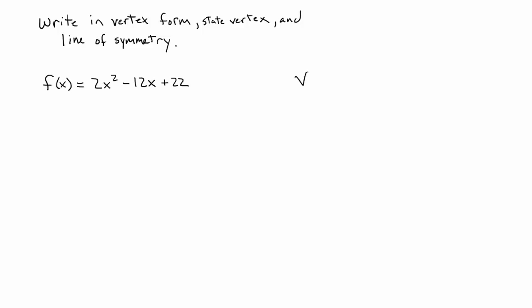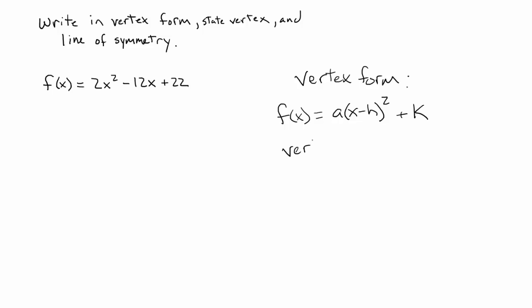And vertex form is f of x is equal to a times x minus h squared plus k. And our vertex, they often write as the point (h, k). So you can see the vertex in the vertex form. Here's our h and here's our k.